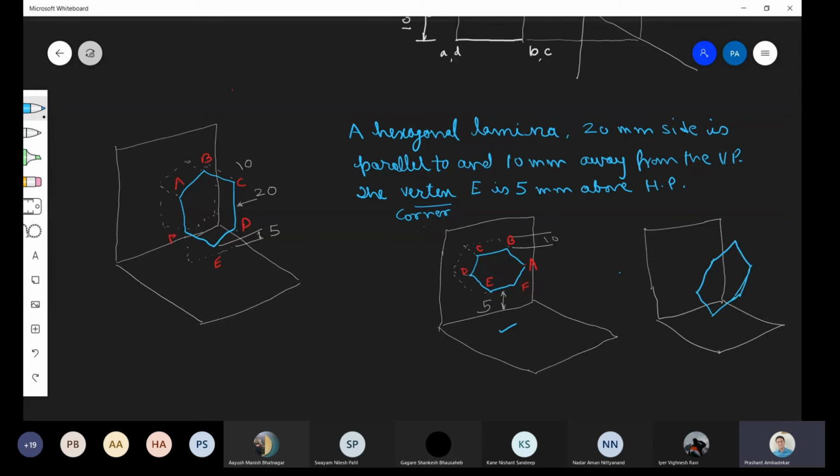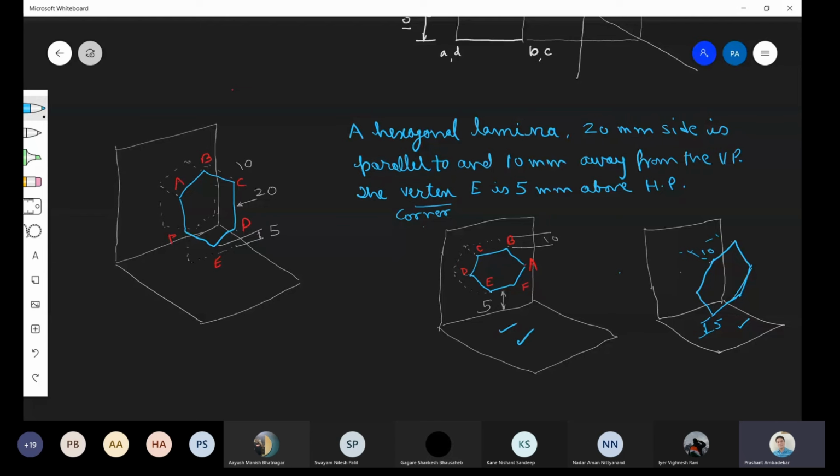Okay, this is drawn like this. These edges are not vertical, and this is 5 mm above HP. This also is correct, no? This is parallel to VP. So all these three laminas are parallel to VP and 10 mm away from it. And the second statement is the vertex E is 5 mm above HP. This is also satisfying the condition of the question.